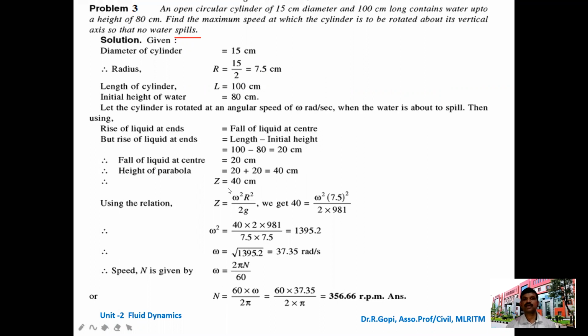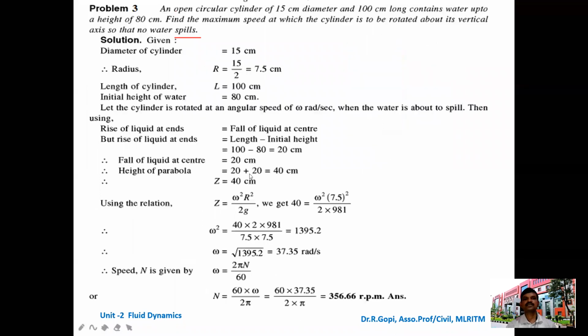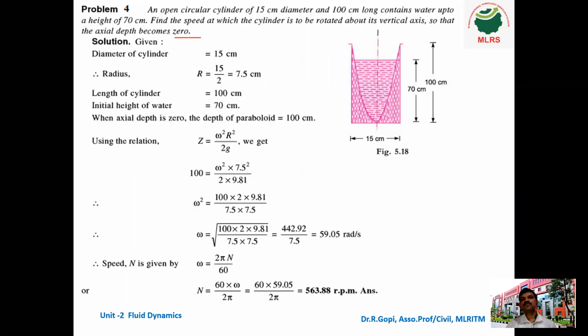Z equal to x plus y, the rise of liquid and the fall of liquid. In both cases, initially we have to find z, then omega, and finally n. This type of question is a very, very important question in forced vortex.